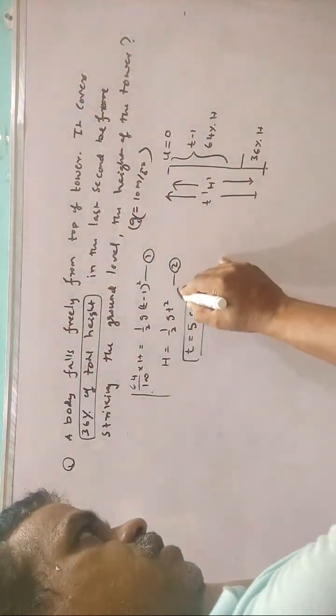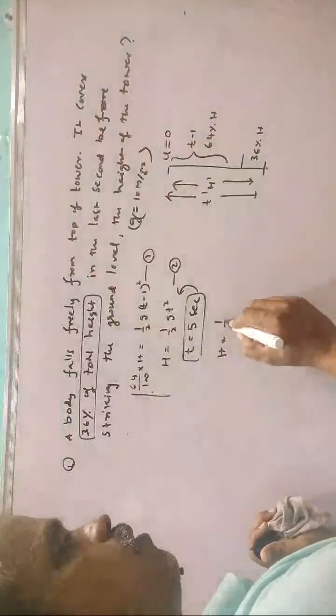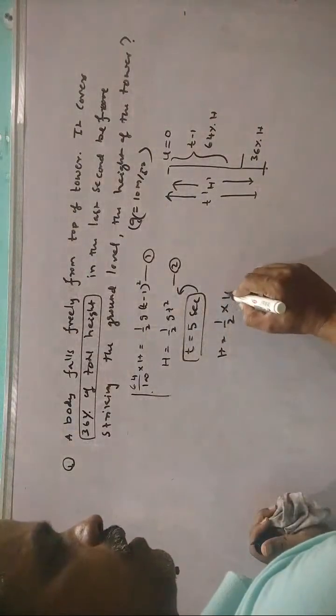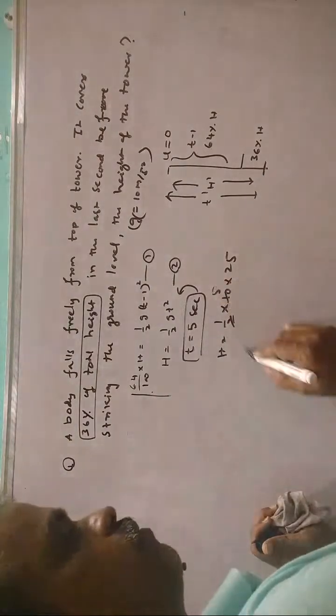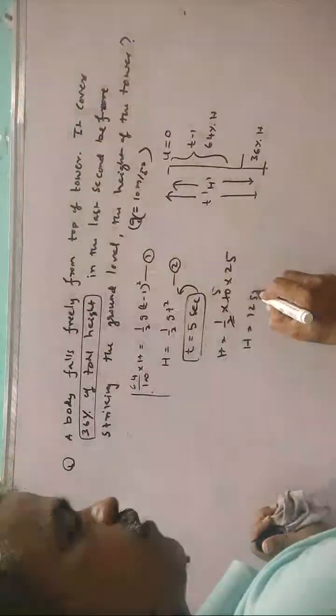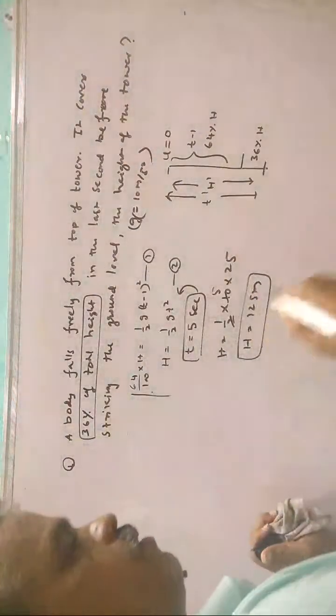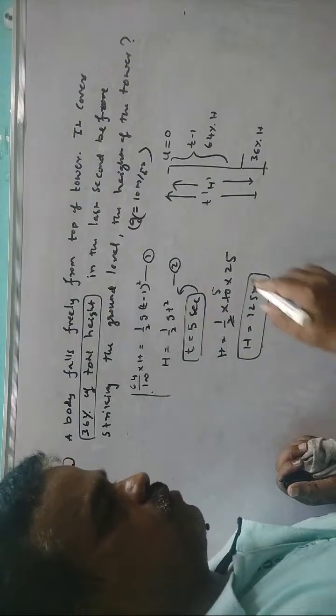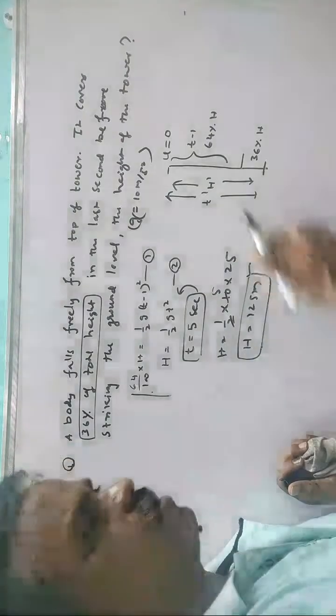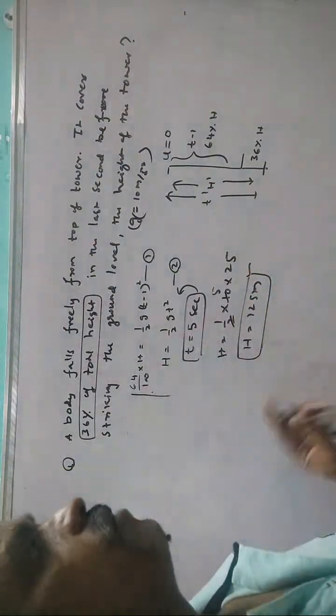Now I am substituting here h equal to half into 10 into 25. So 2 5s are 10, h equal to 125 meter. So h equal to 125 meter, that means the height of the tower is equal to 125 meter.